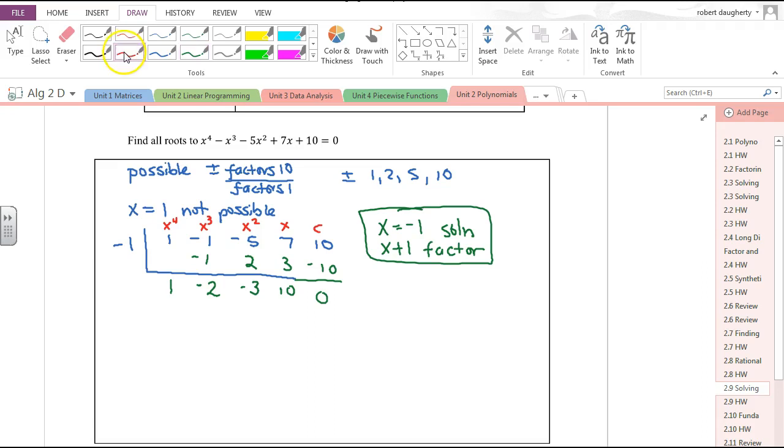This is x to what power? Cube, squared, x, and constant. Okay, so I've got to do it one more time to get it down to a quadratic. So what will I start with?